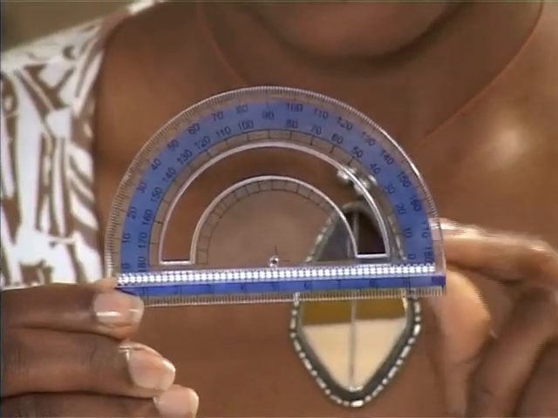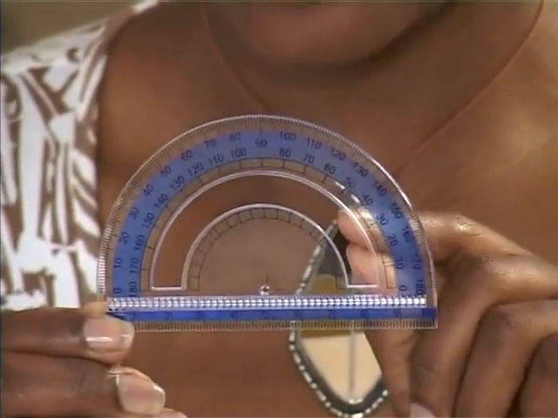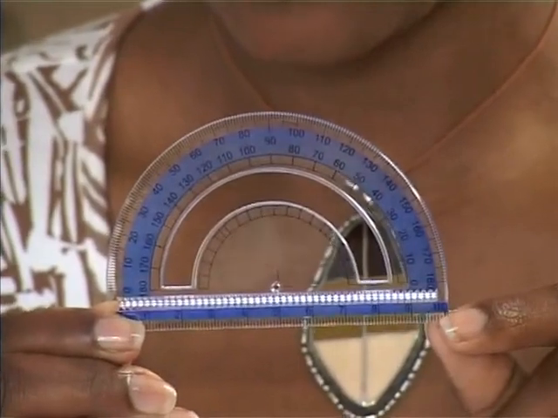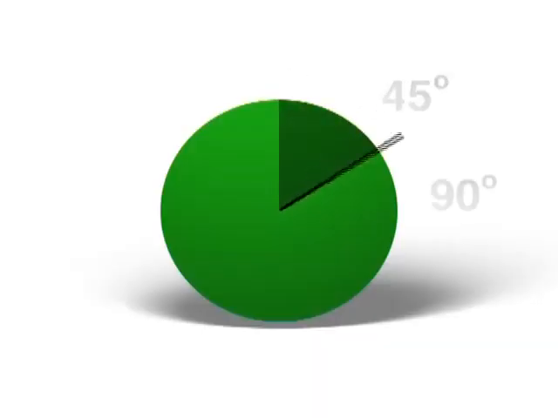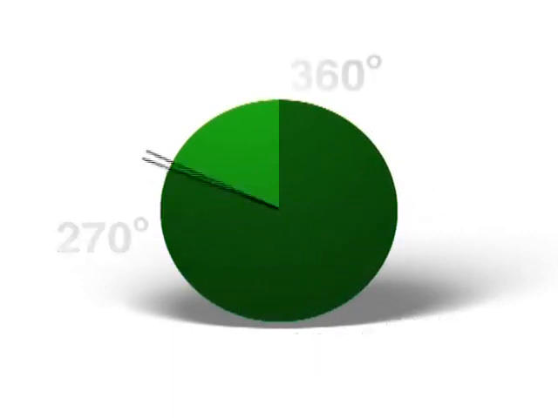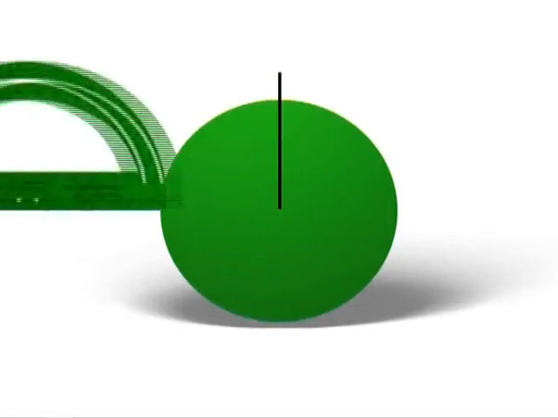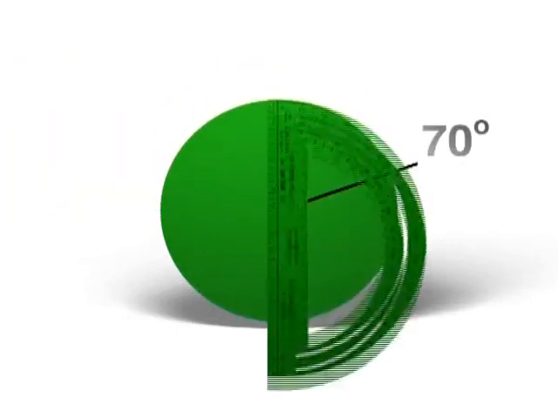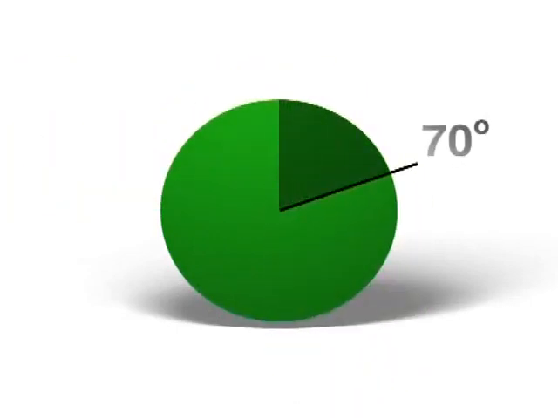Yes, this protractor only shows half a circle. The half a circle is divided into 180 equal parts. Each one of these small markings is 1 degree. A whole circle can be divided into 360 degrees. We use the protractor to measure the angle between the first line and the second line of a segment.